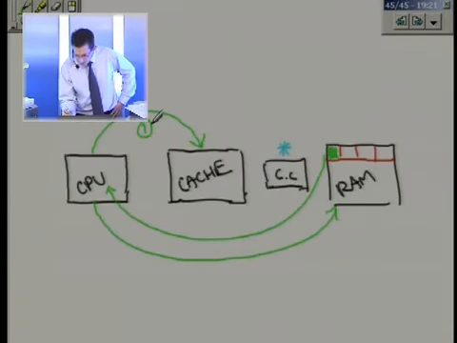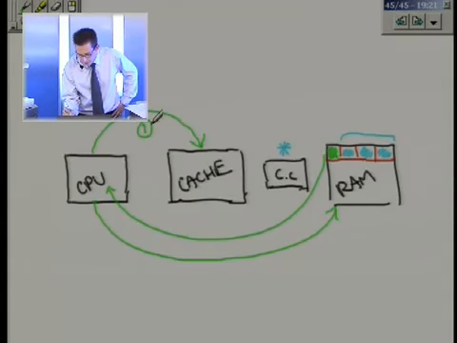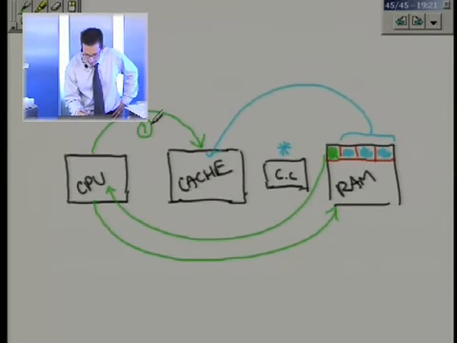So this is what the cache controller does. The cache controller grabs hold of that chunk, grabs hold of that chunk, and grabs hold of that chunk, and moves them into cache. So there they are. They're now sitting inside cache.